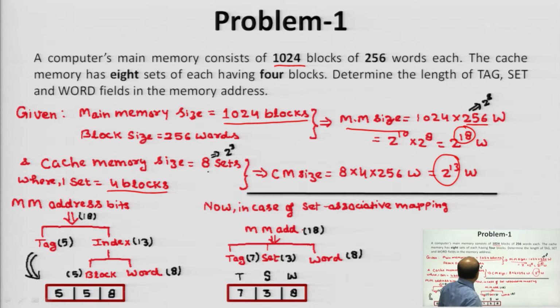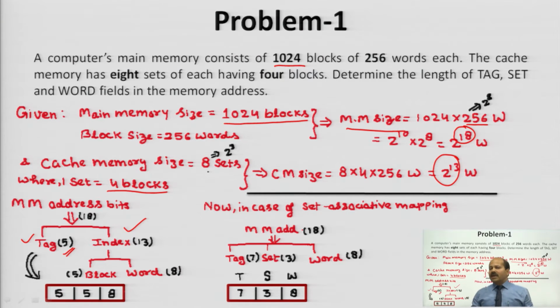Now, the next part is to determine the length of the tag, set and word fields in the main memory. As we know, the main memory address bits are divided into two parts, the tag part and the index part, where the index is equal to the size of the cache memory. So, the index will be 13, because the cache size comes as 13 bits. The remaining bits, that is 18 minus 13, equal 5. So, the tag size will be 5 in this case.